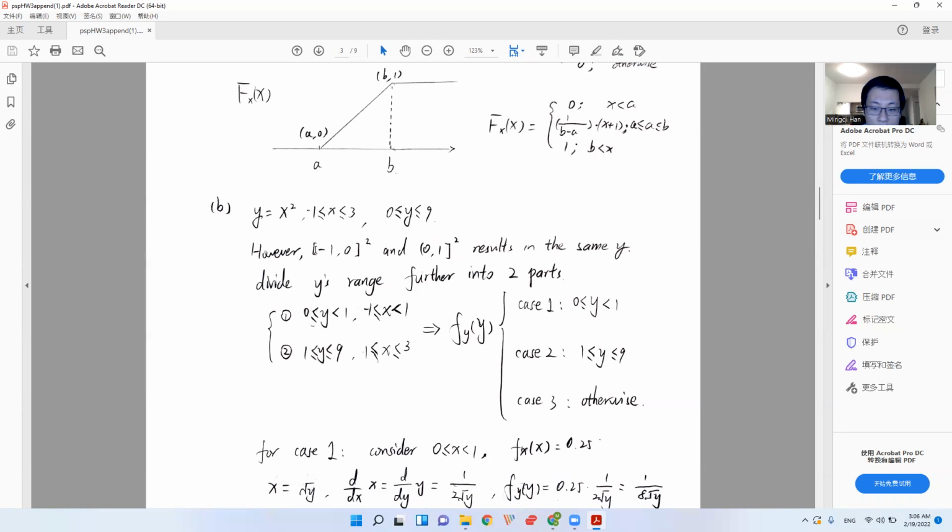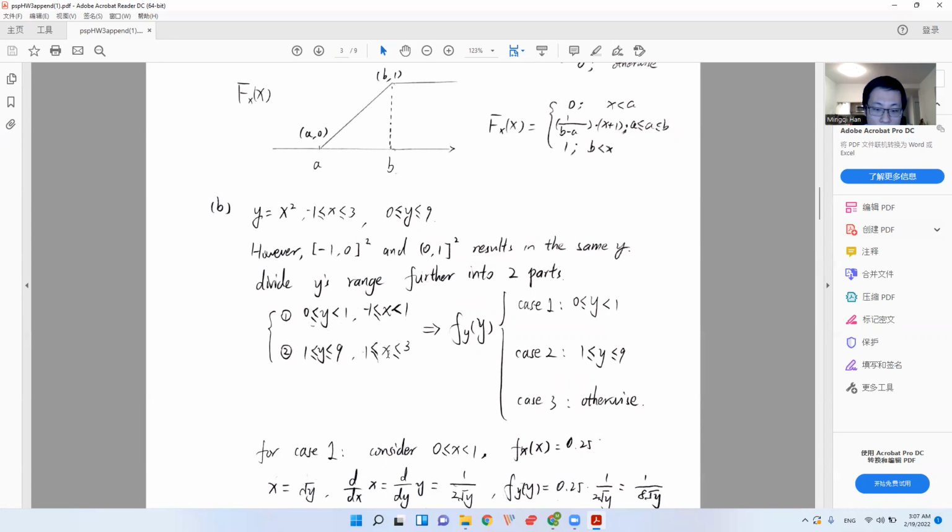However, from -1 to 0 and from 0 to 1, the x in this range results in the same y. So we can divide y's range further into two parts. The first part, where y is less than 1 and greater than 0, is caused by x being smaller than 1 and larger than -1. And the other part is just the normal y smaller than 9 and larger than 1.